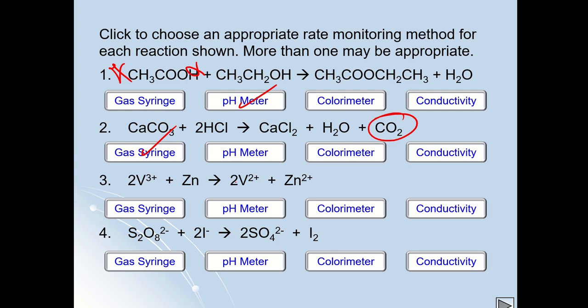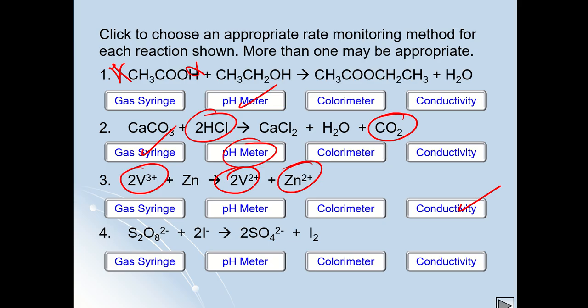The other thing you could have used here was a pH meter, because you can see hydrochloric acid is being used on the left-hand side, and nothing on the right-hand side is acidic or alkaline. So you could use a pH meter or quench the reaction and titrate against standard sodium hydroxide. The next one is conductivity. Okay, on this left-hand side you have 2 ions, and on the right-hand side you have 3 ions. So you would change the number of ions, so you would see a change in conductivity.